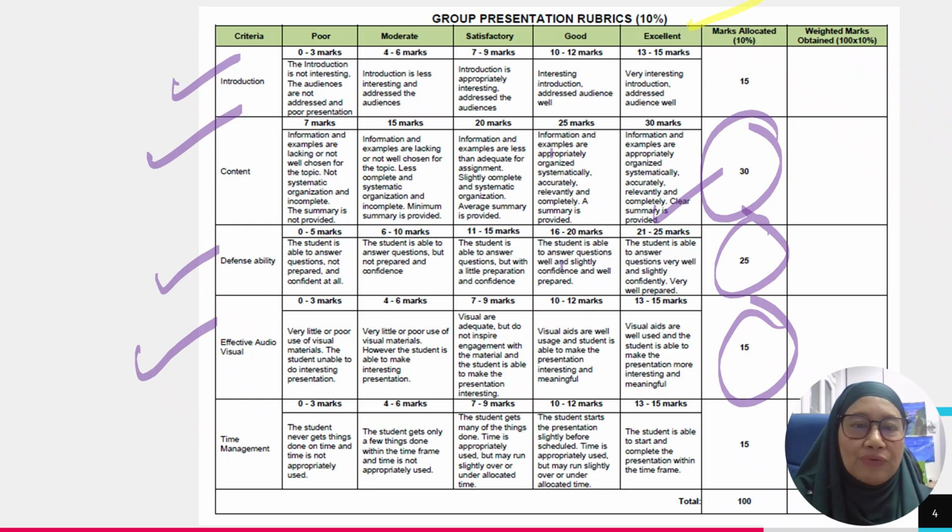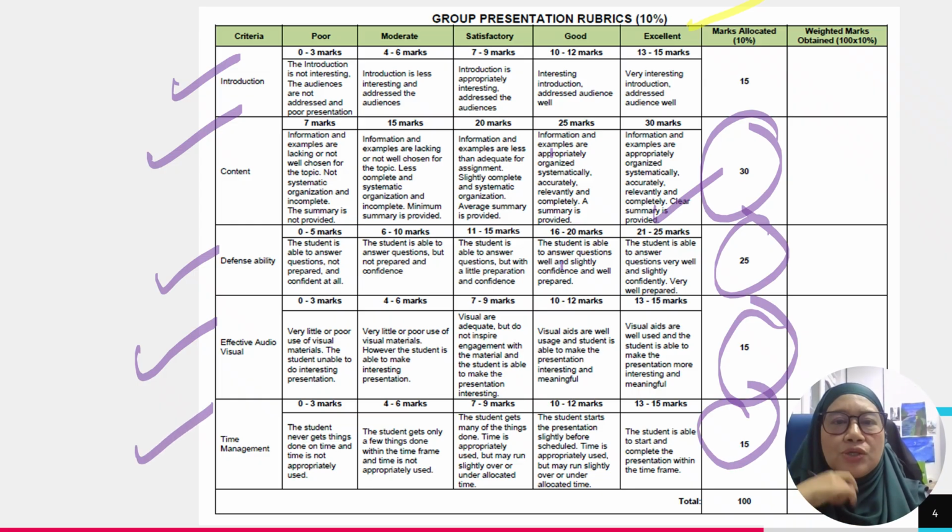Okay, so finally is time management. This one is also 15 marks. Okay, so please plan your timing carefully. Each member should know the speaking order and portion. A well-paced presentation shows professionalism. Finishing too early or overrunning your time indicates poor coordination.